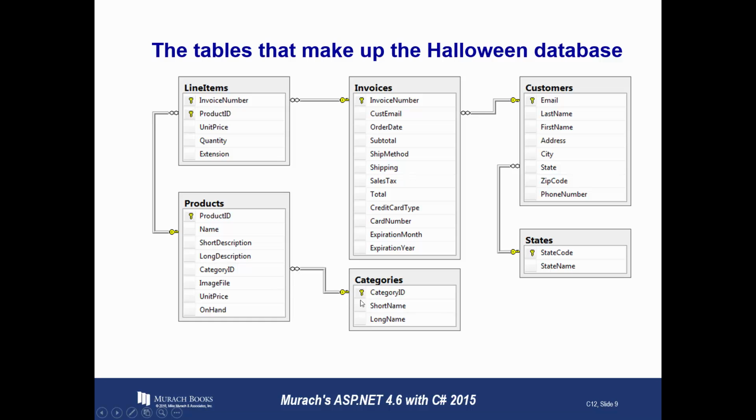In addition, you'll notice that the products table has category ID, and that is a foreign key so that we're able to directly connect the categories and products tables. You'll notice that the invoices table has customer email as a foreign key so that we're able to directly connect the customers and invoices tables. And you'll notice that the customers table also has state, which is the state code. So that's in there as a foreign key so that we're able to directly relate the states and customers tables.